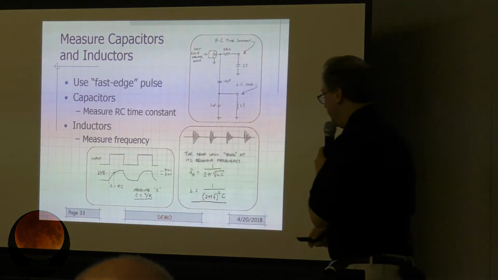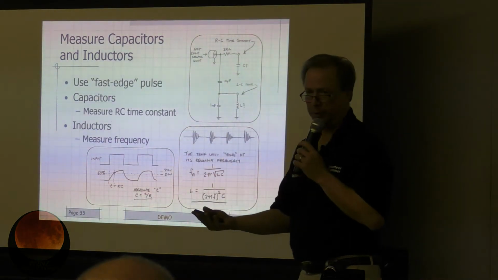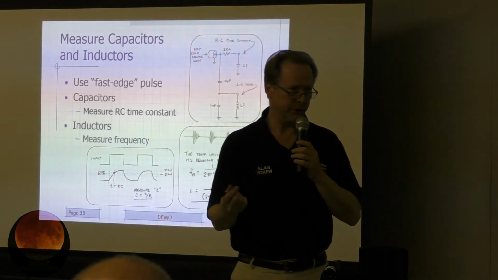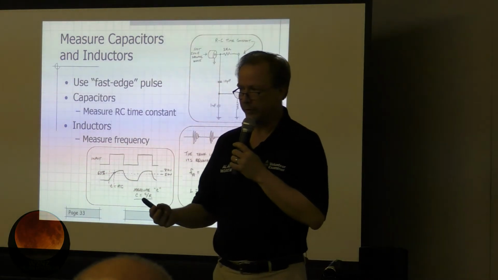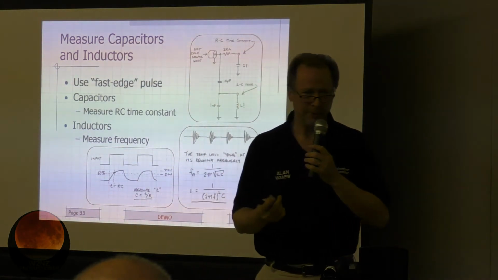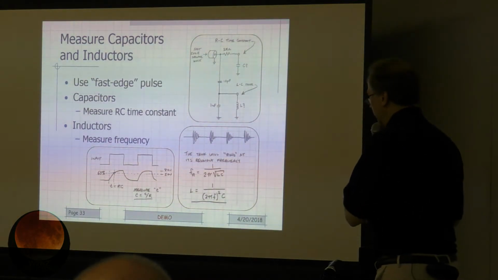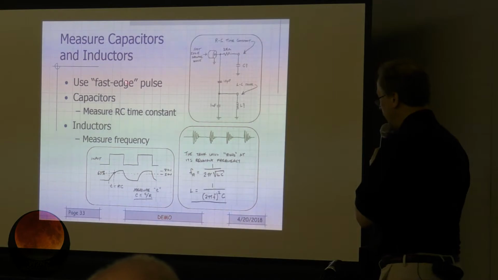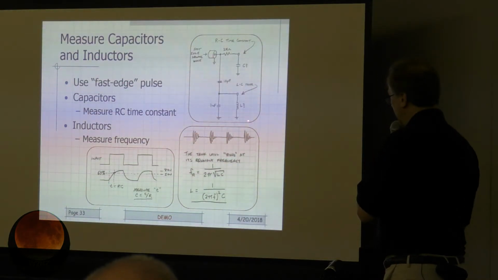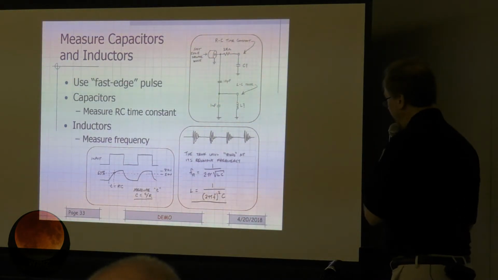Build a couple little fixtures, and you can buy a multimeter nowadays. You can plug in a capacitor, measure its value, or something like that. But what fun is that, right? There's only one knob to play with. So if you really want to have some fun with your equipment, you can do some things like this. So I'll use my fast edge pulse generator, and I've got a fixture that looks like this.